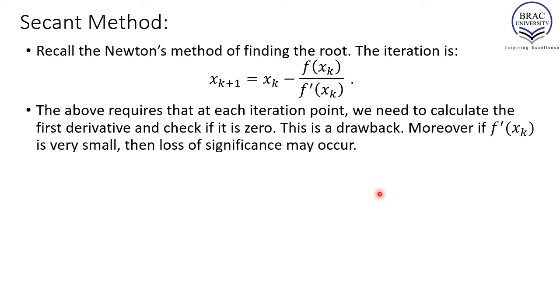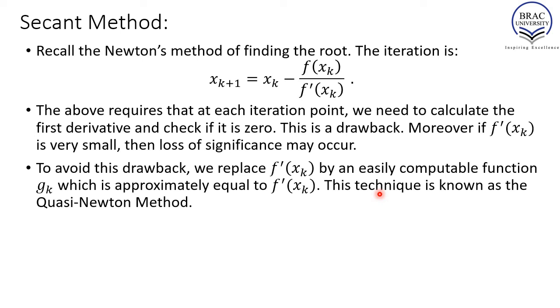That is a drawback. Moreover, if f prime of xk is very small, then loss of significance may occur, which is a very problematic fact. So what do we do here? To avoid this drawback, we replace f prime of xk, the first derivative, by an easily computable function. We call it g sub k, which is approximately equal to the first derivative of f. This technique is known as the quasi-Newton method.